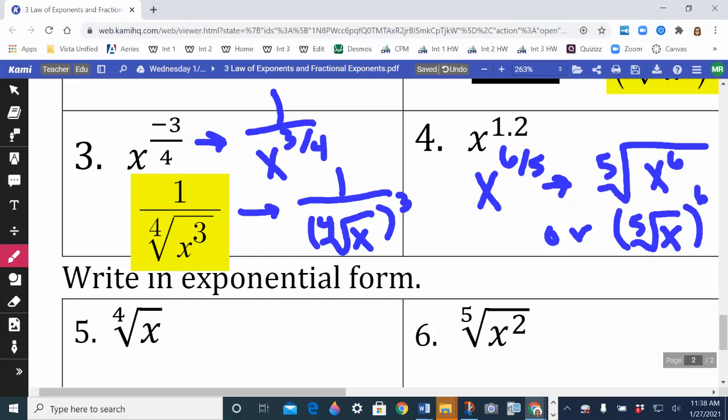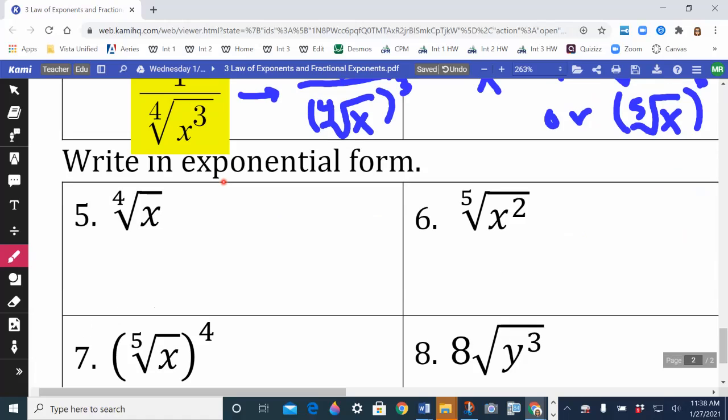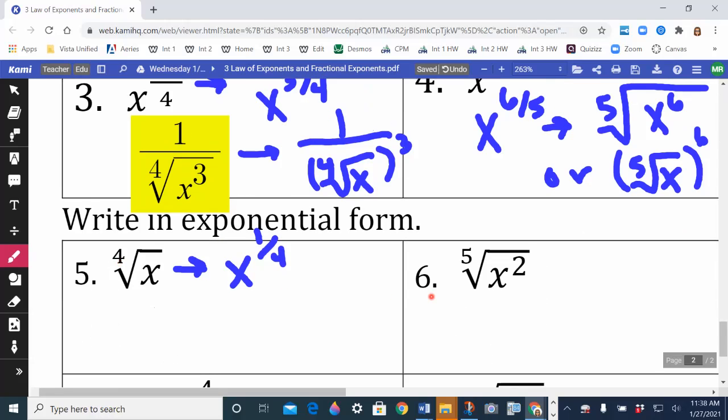Now on the next section here, we're going to write it in exponential form. So what this is going to be, my x is being raised to no power, so it's really the power 1. There's no power in there besides 1, so it's really a 1/4. So that's x to the 1/4. On number 6, when I'm doing this one, this is going to be x to the 2/5.